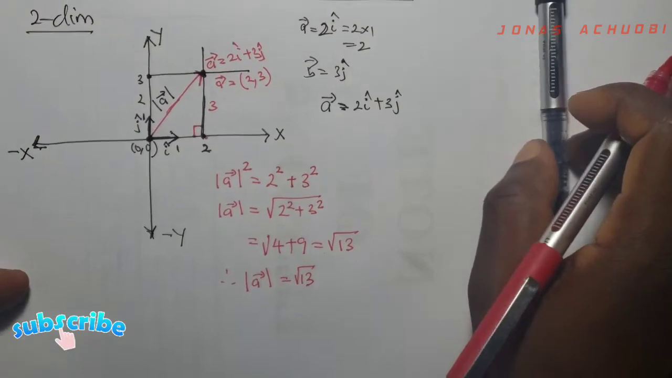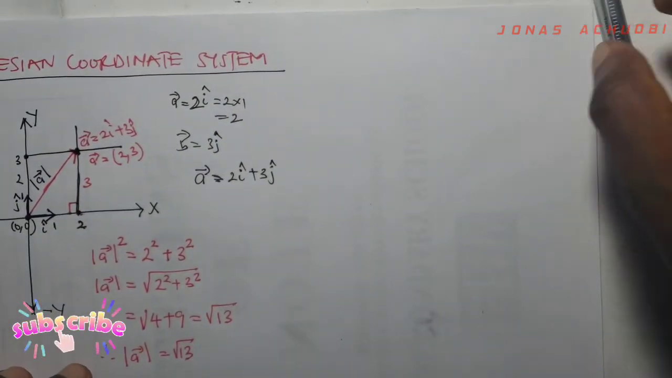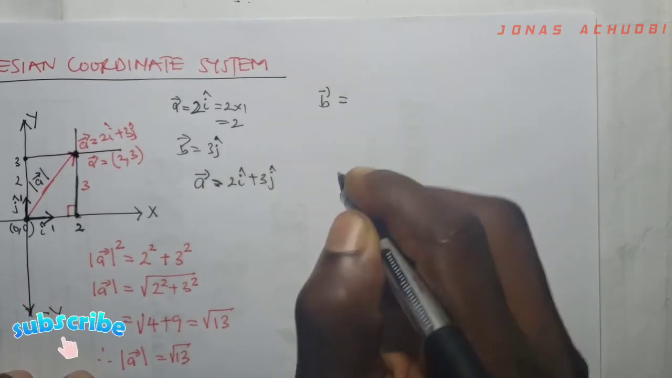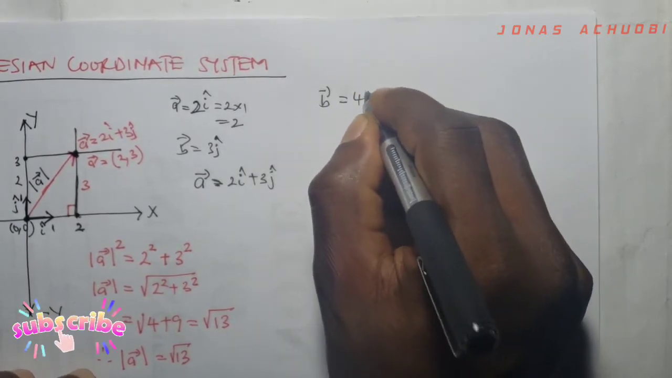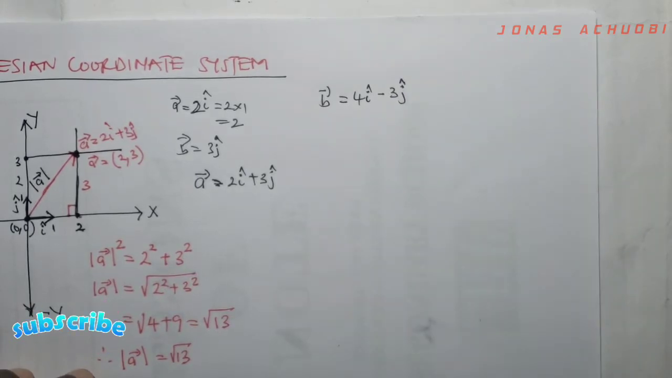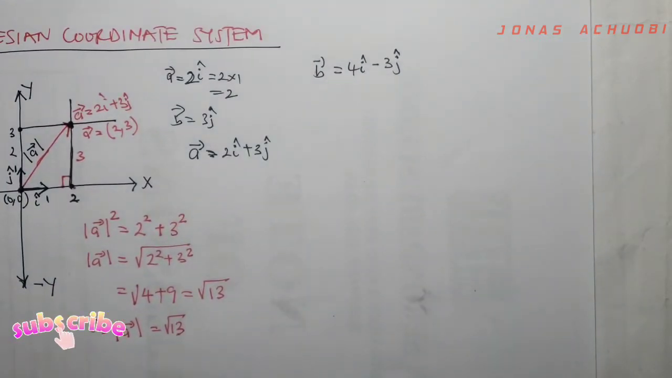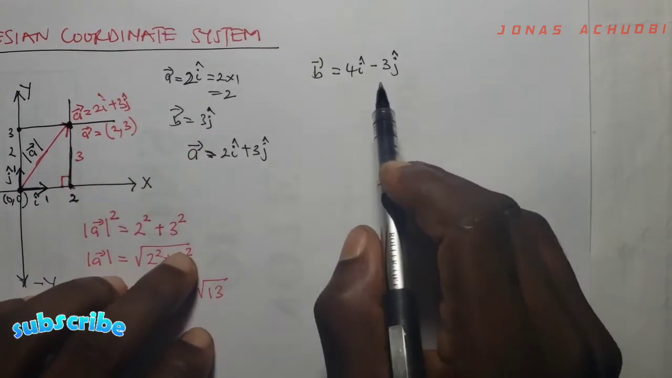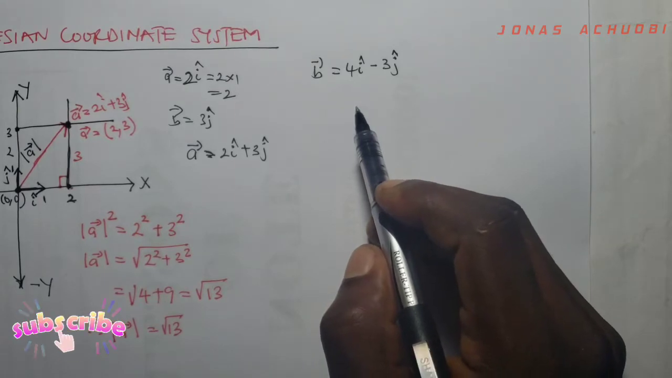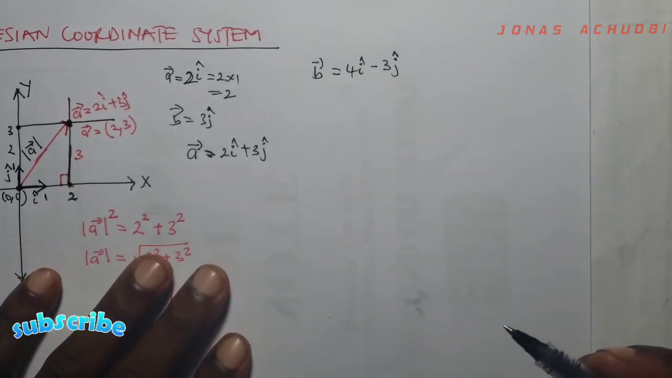Let us take another example so that we understand better what I'm saying. If I have a vector B, and vector B is 4i minus 3j, how will we locate this vector on our two-dimensional coordinate system? Now, how do we even know that it has to be two-dimensional? Because we have i and j, just two directions, the x direction and the y direction. So that tells us already what we want.